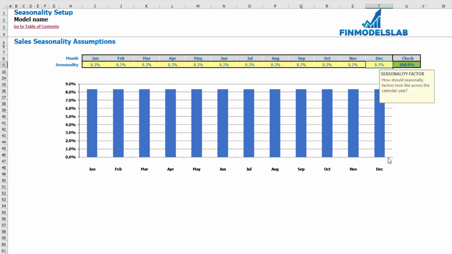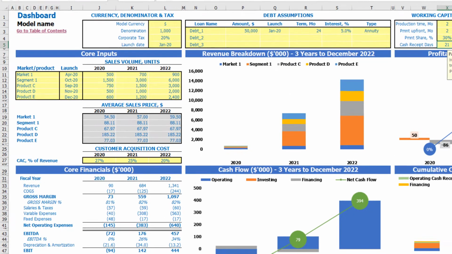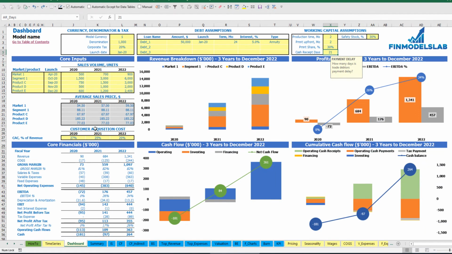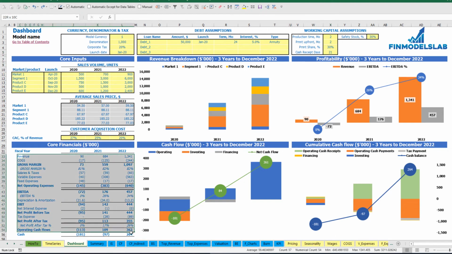Something is wrong here. So once you set up all the pricing assumptions, product assumptions, seasonality, wages, COGS, variable expenses and fixed expenses, you may review your dashboard with core financials, with your charts and the main KPIs related to the business.